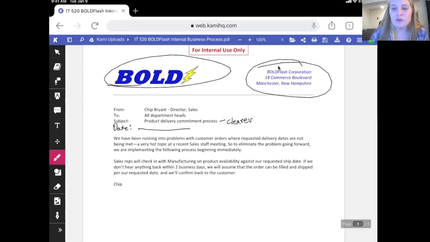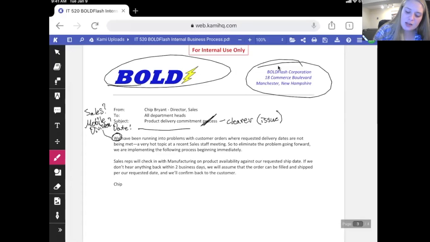So Chip Bryant, the Director of Sales, begins, we have been running into problems with customer orders when requested delivery dates are not being met. So he starts off with we. We is not very clear here. Is he talking about the sales department? Is he talking about the mobile division as a whole? So it's not super clear there. We want to clear that up, be specific. Who is the we? They've been running into an order where requested delivery dates are not being met. This is our issue that we should have put up here. Maybe instead of process, we would have put issue.